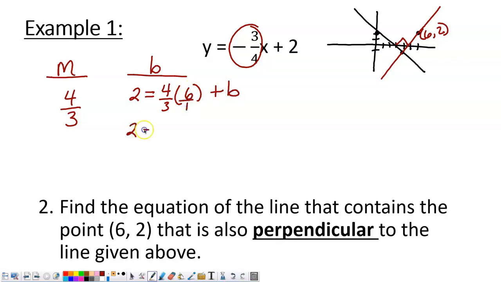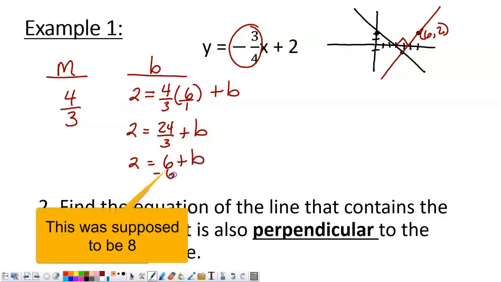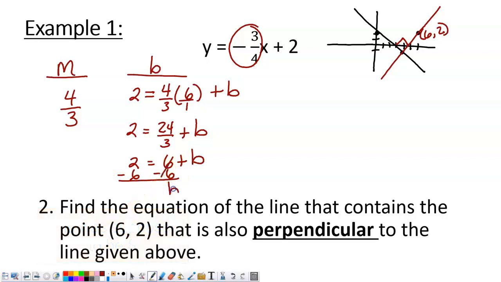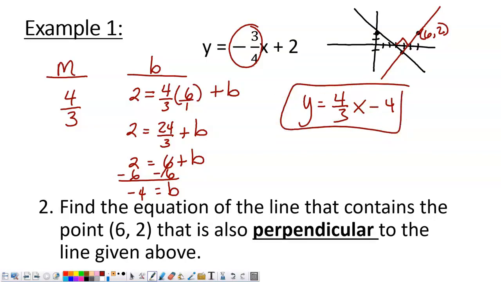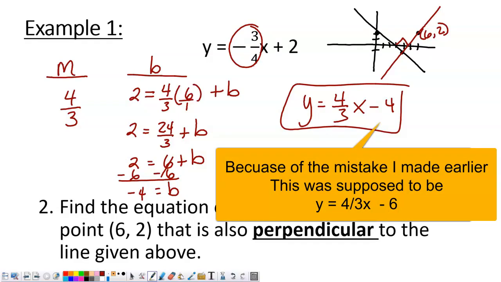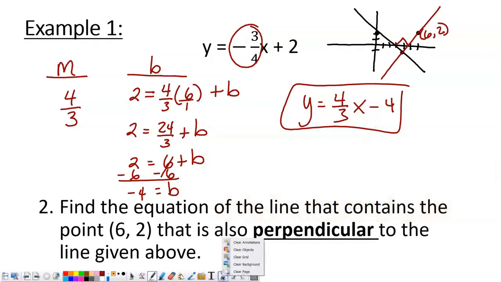So multiplying straight across, we end up with 24/3. And 24/3 reduces nicely into 6. So we don't have to deal with fractions this time. And we get -4. So the equation of that red line up there then will be y equals 4/3, the negative reciprocal of the black line, x minus 4. So it's almost identical to the last problem. The only difference is that the slope is not the same. It's the negative reciprocal of this given slope.